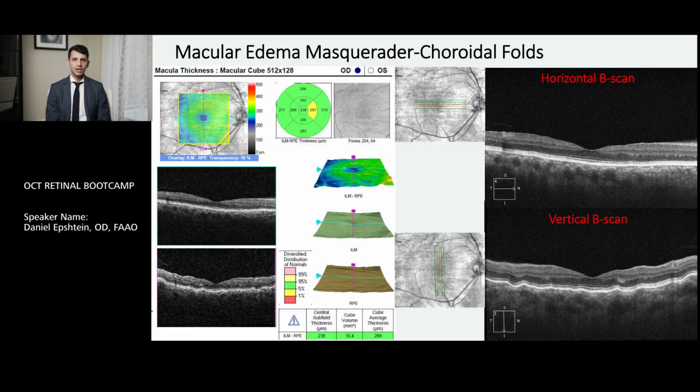Some of these cases could be idiopathic, especially if they're symmetric, but it's important to make sure it's not due to scleritis or retrobulbar mass.